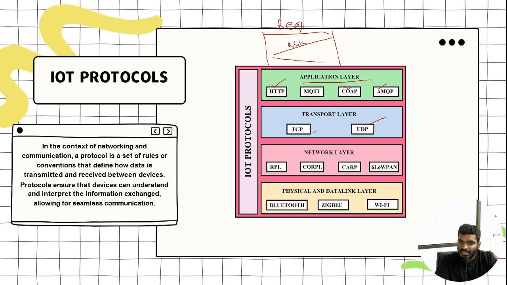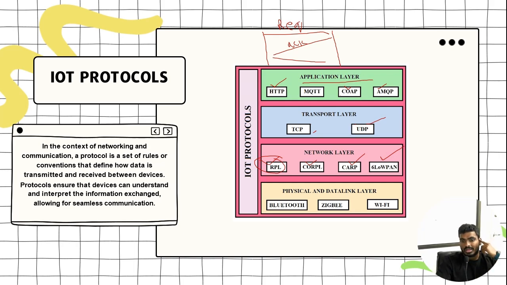Coming to the network layer, this layer is responsible for routing data between devices. It ensures that data packets reach the destination. Protocols here include RPL, CORPL, CARP, and 6LoWPAN, etc. RPL is a routing protocol for low-power and lossy networks. It is specially designed for IoT networks with limited resources, like smart city sensors. We will discuss this network layer in detail.